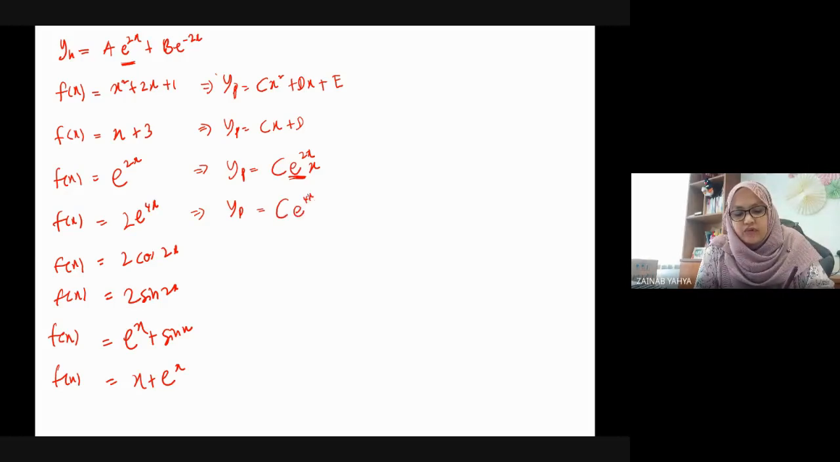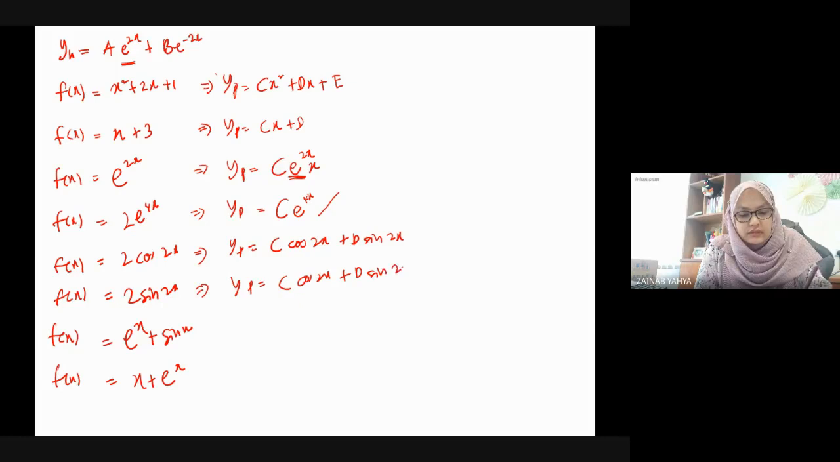You see this is 4x. There's no exponent 4x in the yh, so it's okay, you don't have to multiply by x. And then for the next one, yp will be c cos 2x plus d sine 2x. It must come in pair, must have cos and sine together. There's no similar term in the yh, so it's okay.